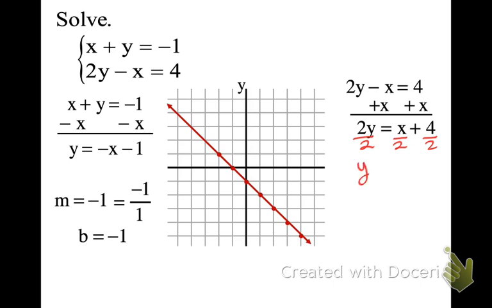So then we get y equals, what is the coefficient of x that's not written, but it's really there? It's 1. So it's 1 half x plus 2.